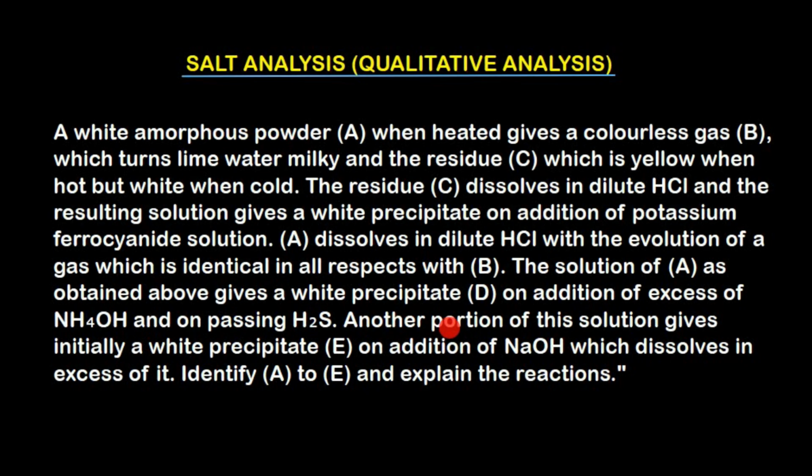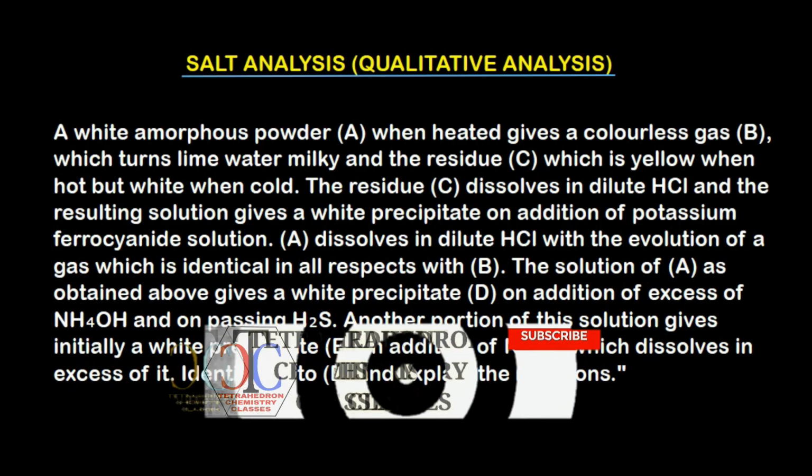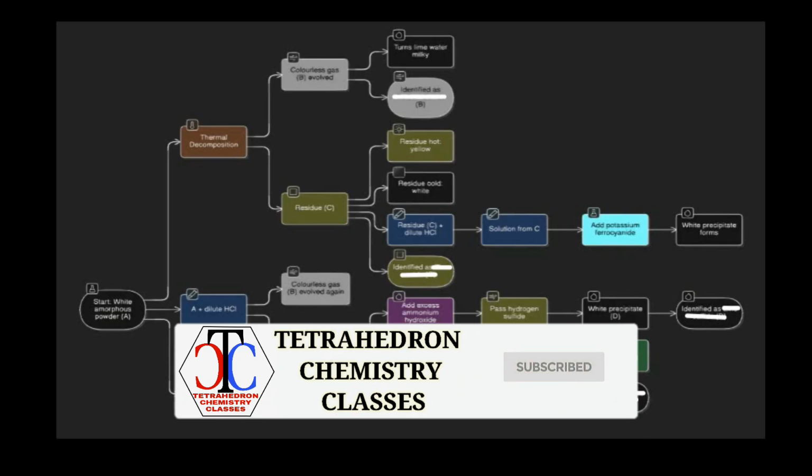Another portion of the solution gives an initial white precipitate E on addition of sodium hydroxide, which dissolves in excess of it. Identify A, B, C, D, E and explain the reactions as well. So this is the complete question, and a few conclusions you can already make from here. First of all, it is a carbonate, and it may be a carbonate of the fourth group, right? And it is a white amorphous powder. So what kinds of salts are white in nature? All these things you need to understand. Now I have converted this question into the flow chart.